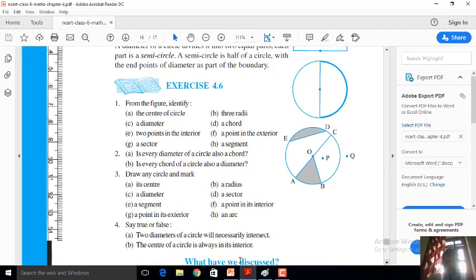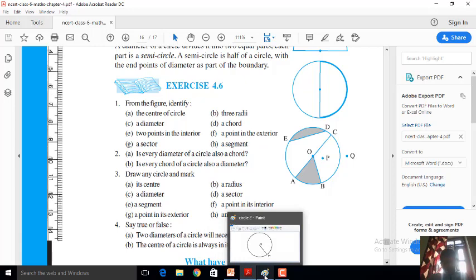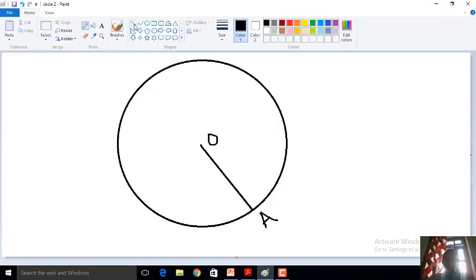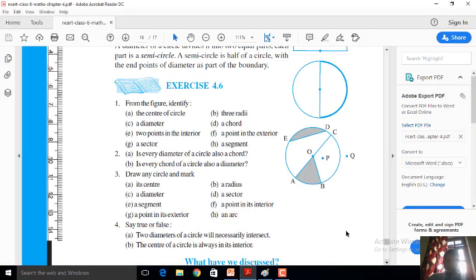Now move to the next question: a diameter. So if we join OA to a point B such that AB is a chord of the circle, then AB will be the diameter, because any chord that passes through the center is known as the diameter of the circle and divides the circle into equal halves. So this is the diameter.